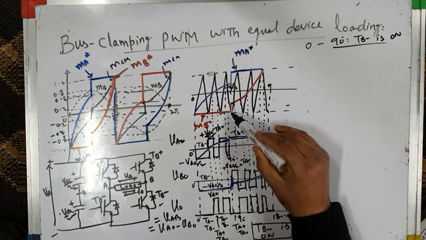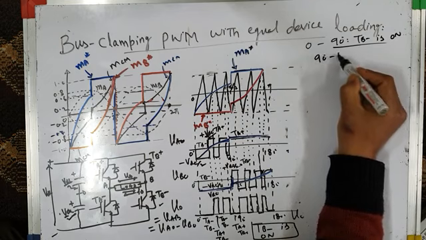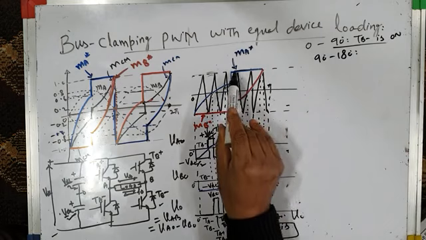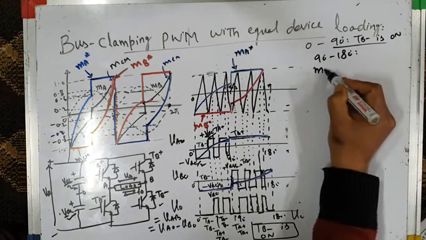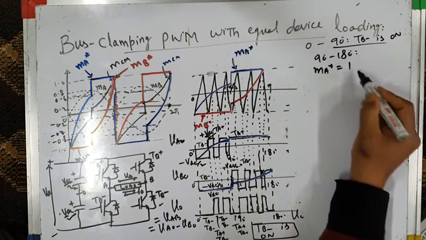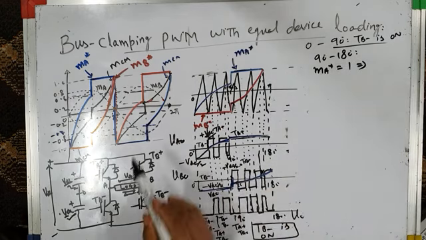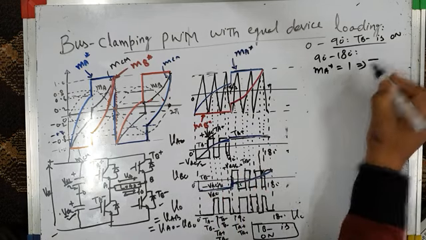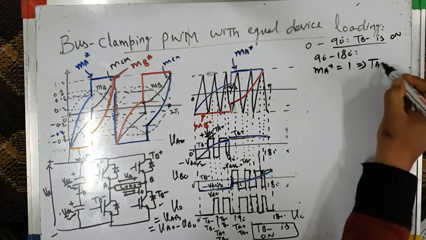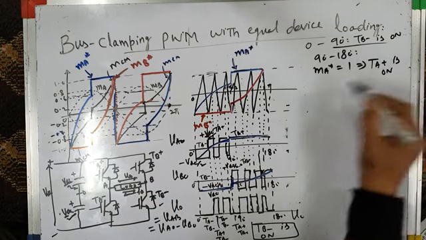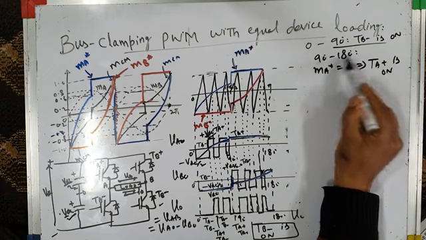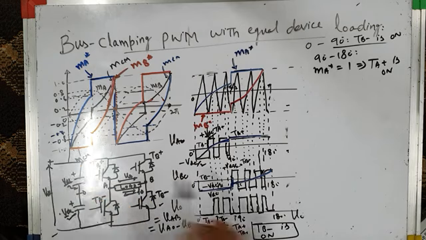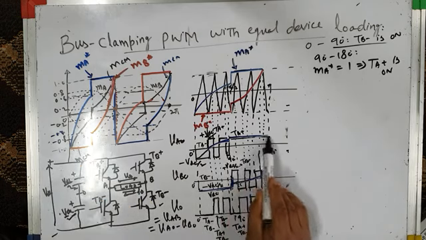Okay, let us now see what happens from 90 degrees to 180 degrees. In 90 to 180 degrees, you can very clearly see MA star is equal to plus 1, which means TA plus is on throughout. The top switch of leg A is on. TA plus is on during this entire 90-degree interval. When TA plus is on, what is VAO? VAO is plus VDC by 2.